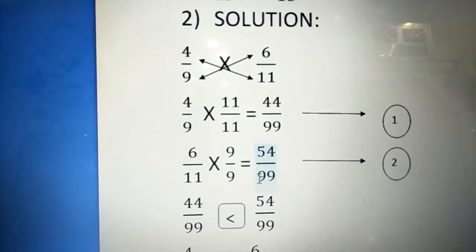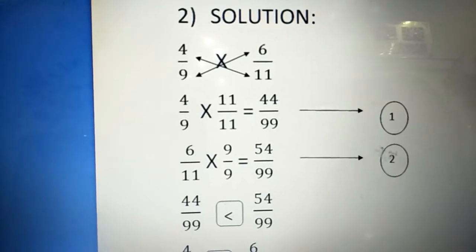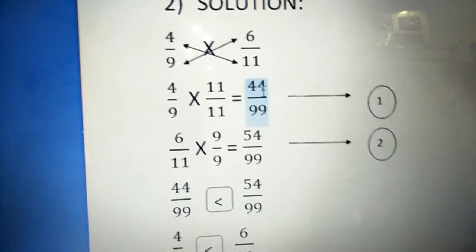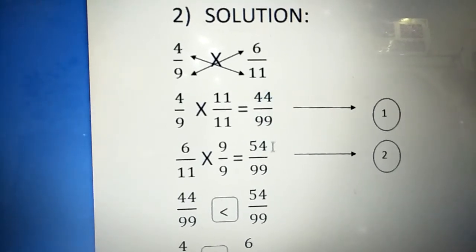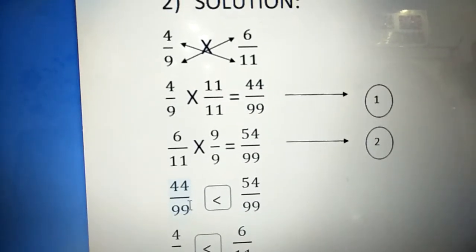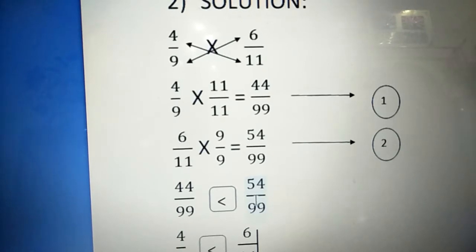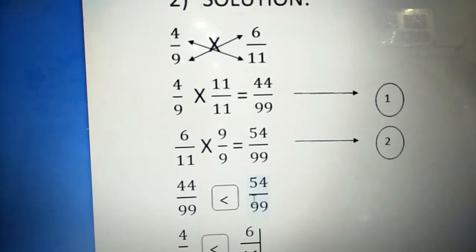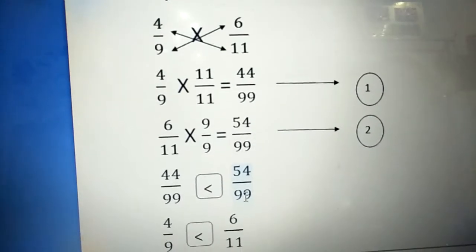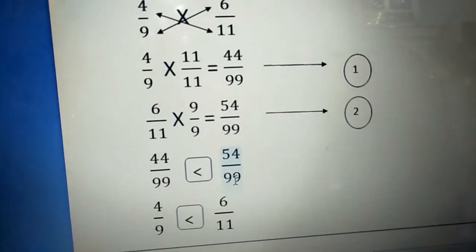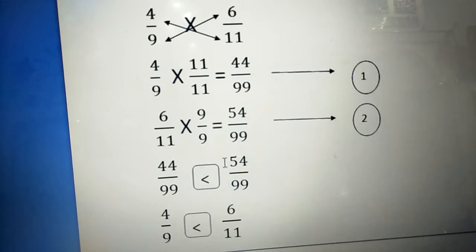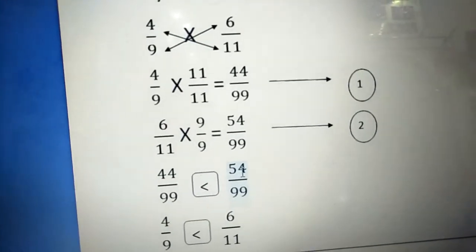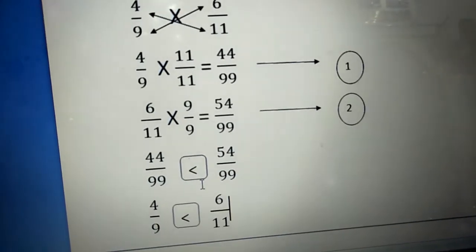11 9s are 99. Now you give number 2. So you compare 1 and 2, children. 49 divided by 99 and 44 divided by 99 and 54 divided by 99. Which one is greater, children? Yes, very good. 54 is the greatest one. So I give the open side face the 54.